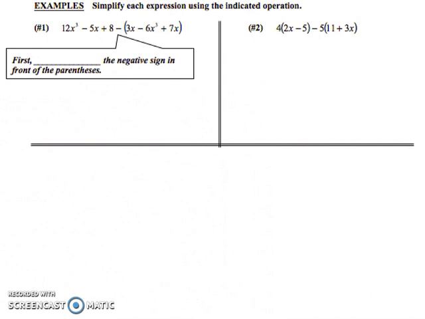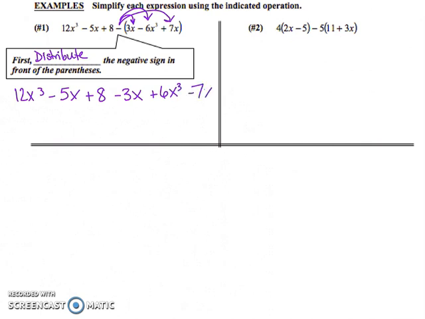In example number 1, we've got a polynomial and we are asked to combine like terms. So our first step here is going to be to distribute the negative sign in front of the parentheses. So this negative sign is now going to belong to all terms after it. So we have 12x cubed minus 5x plus 8 minus 3x. Now minus negative 6x cubed becomes a positive 6x cubed, and minus positive 7x becomes a negative 7x.